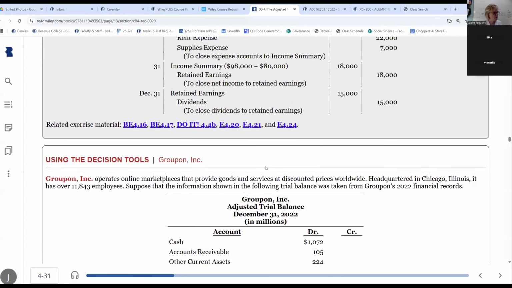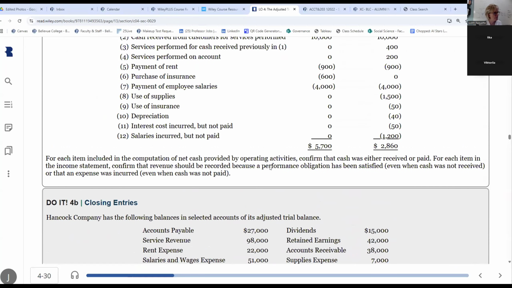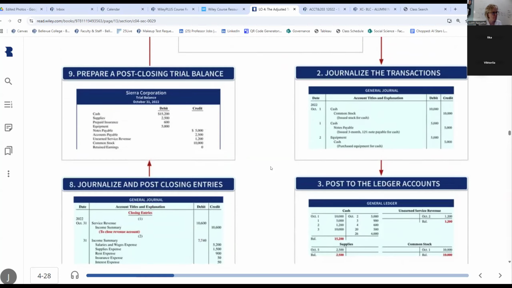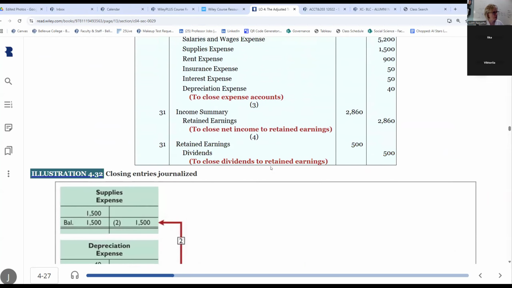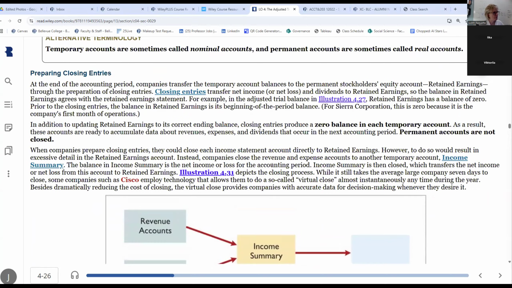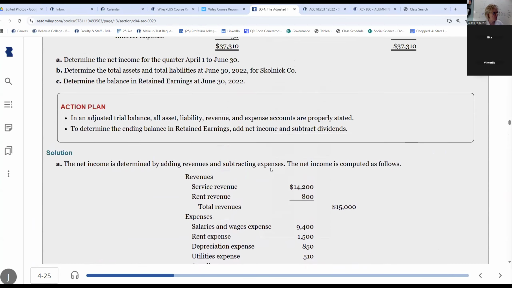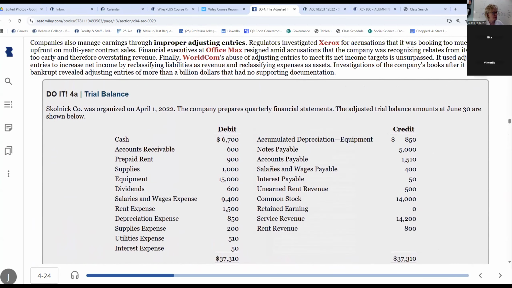Professor, I have a question for the exam. Go ahead. So on the exam, are you giving the chart of account names, or you don't give it, so we have to remember it? You have to remember your accounts. Okay, thank you. You bet.